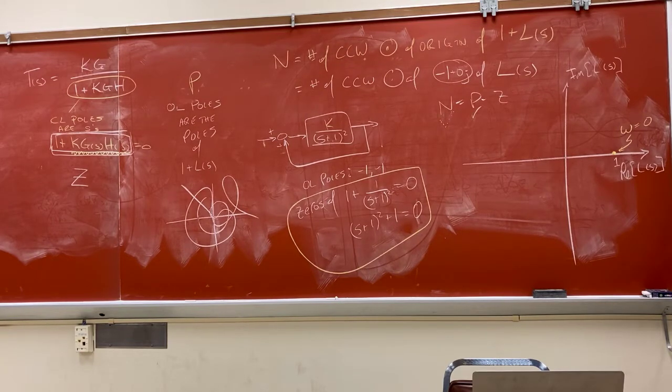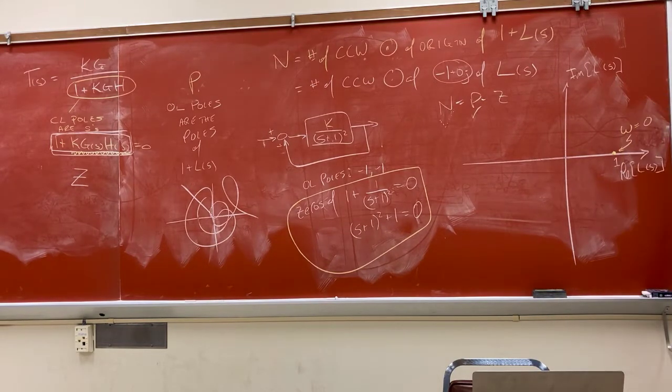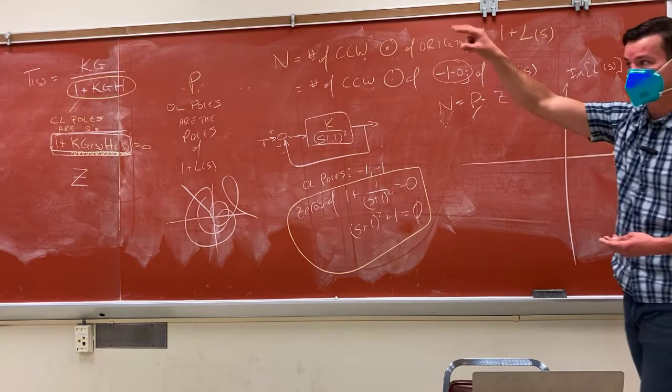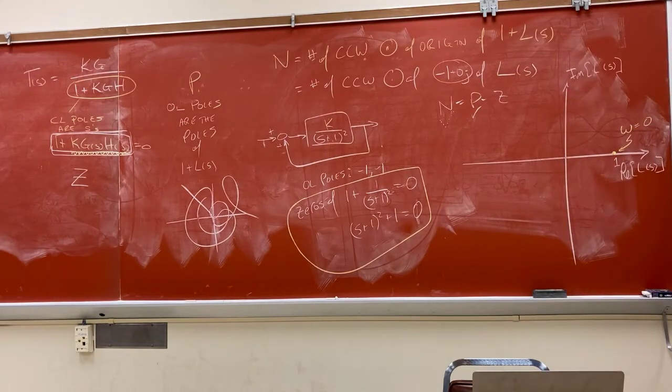Smaller. Feel free to use your Bode knowledge of this as well. As you increase the frequency, your pole magnitude gets smaller. Does the phase, as I walk north, does the phase of L go positive or negative? Negative, because both poles contribute negative phase, so that's another great way to think about this.